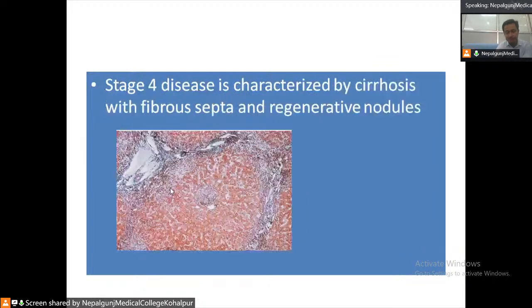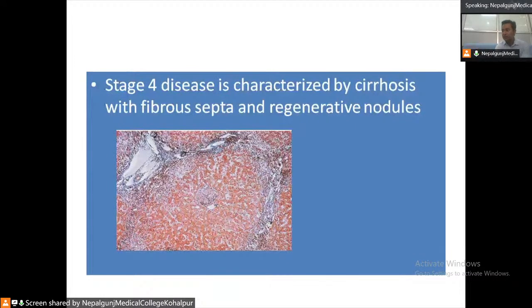This is the third stage. And finally is cirrhosis. This means all the liver cells are replaced by fibrous tissue. Nodules, this is the cirrhotic stage. All the fibrous bands, all the liver cells are replaced by the fibrous tissue. This is stage 4. This is the Ludwig classification of PBC.